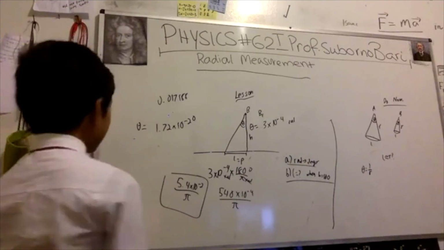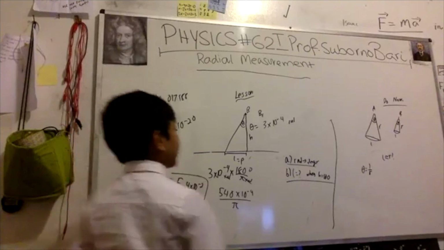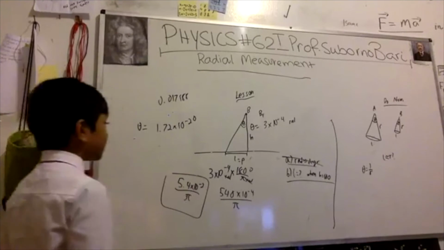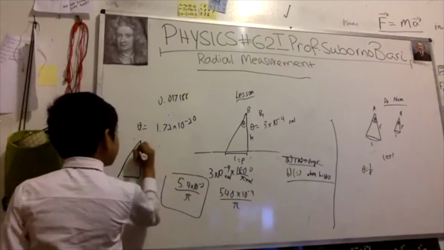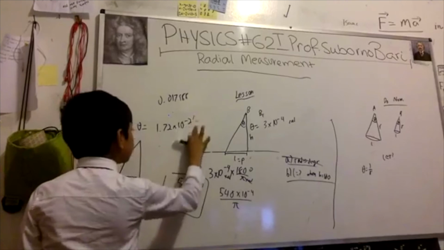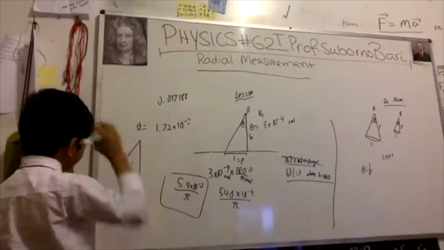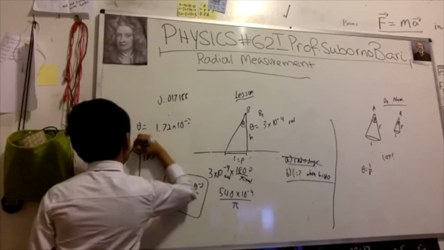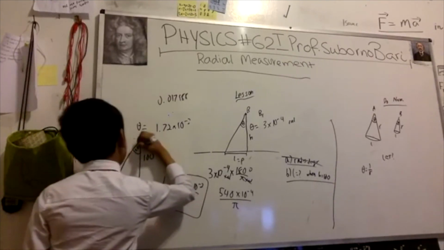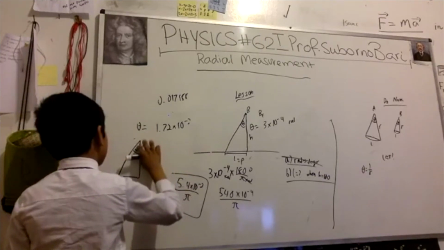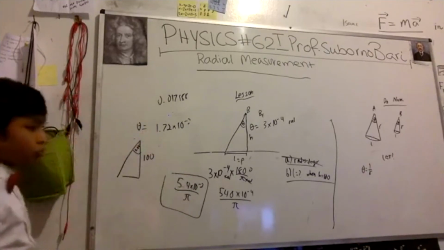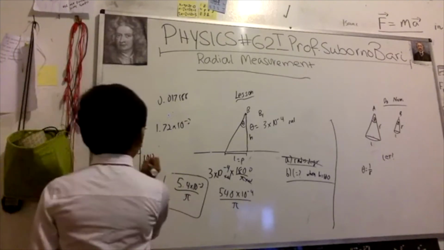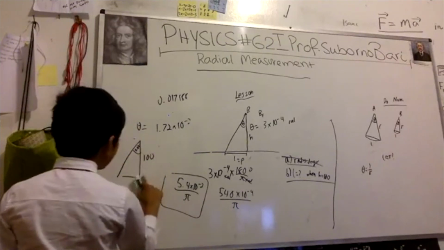Anyways, we are going to now try to solve B. What is L? We can use simple tricks to find this. We know this is 100, and we know theta is 0.017. We're just going to approximate that as 0.02.